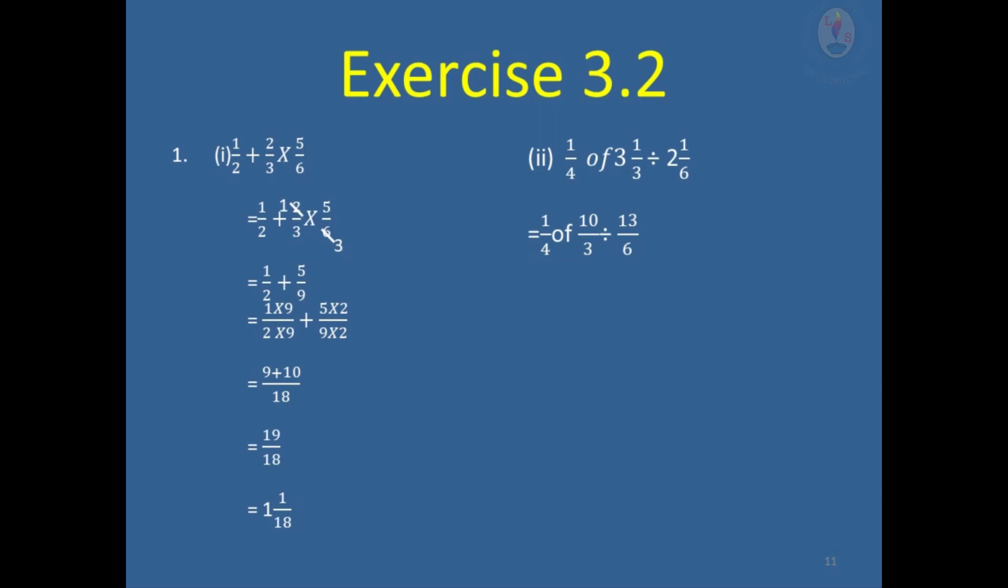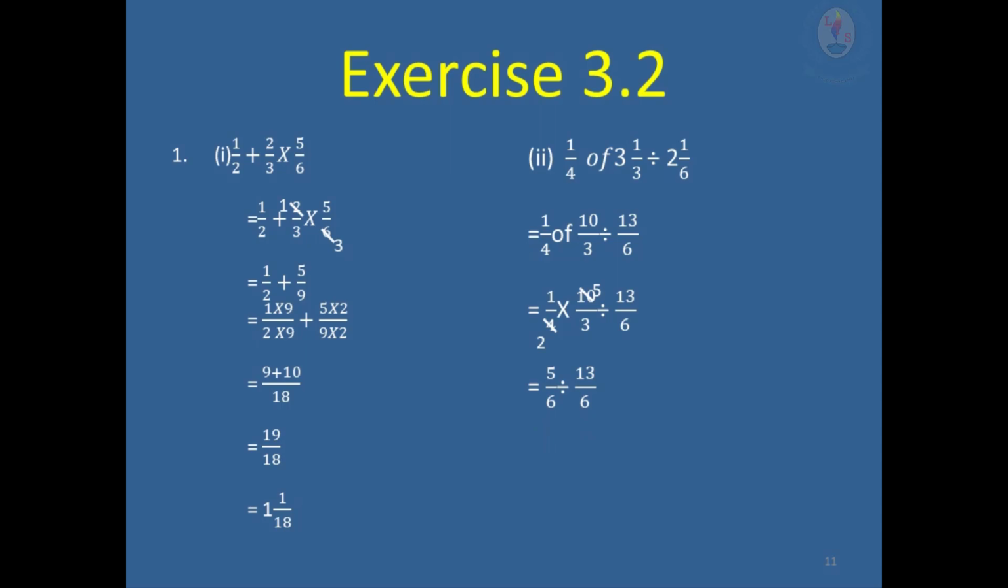According to the BODMAS rule, first we need to simplify the of. We can write this as multiplications. 1 over 4 multiplied by 10 over 3 divided by 13 over 6. We can cancel out 4 and 10 by 2. 10 divided by 2, we are getting 5. 4 divided by 2 equals 2. 1 times 5, 5. 2 times 3, 6.